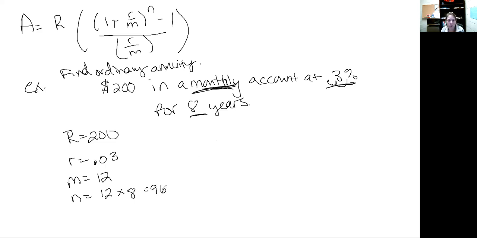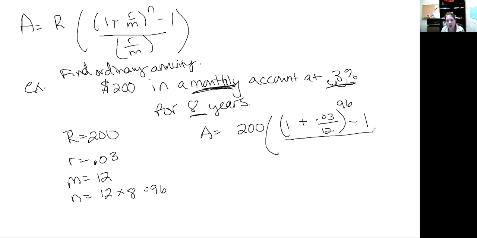So now we fill in our formula. We're trying to find A. I know 200, 1 plus 0.03 over 12 raised to the 96 power minus 1, all divided by 0.03 divided by 12. All right, and so what I'm going to do now is pull up our graphing calculator, pull both of these up at the same time.